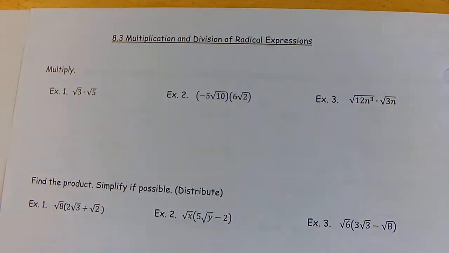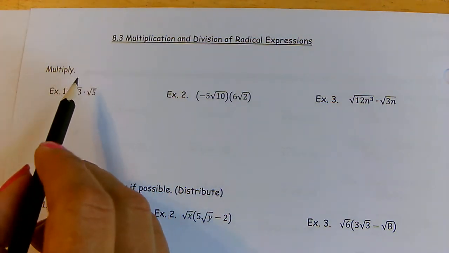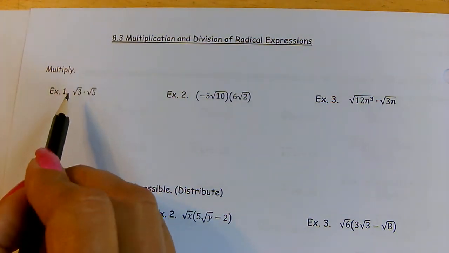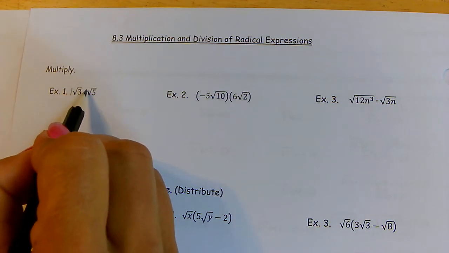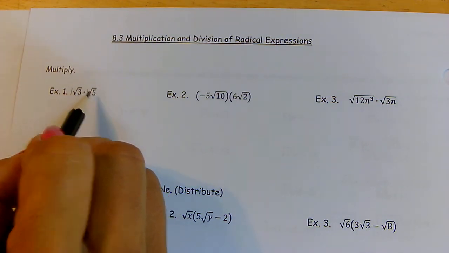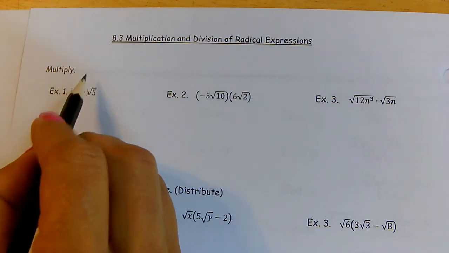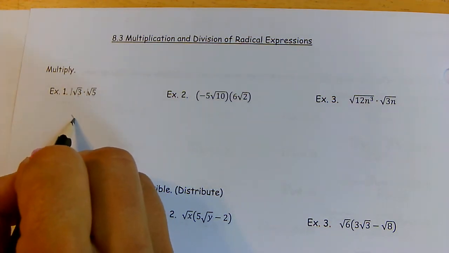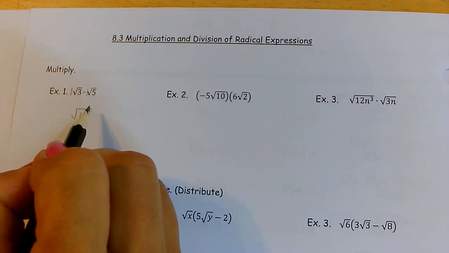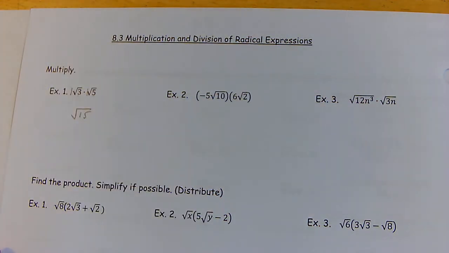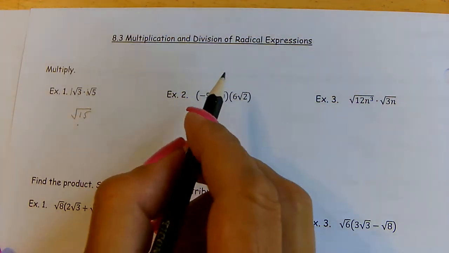Multiplication and division of radical expressions. Alright, so to multiply radicals, you multiply what's on the outside and what's on the inside. So there's nothing out here, so it's 1, and 1 times 1 is 1. 3 times 5 is 15, and that stays on the inside. And it's just the square root of 15, which cannot be simplified.